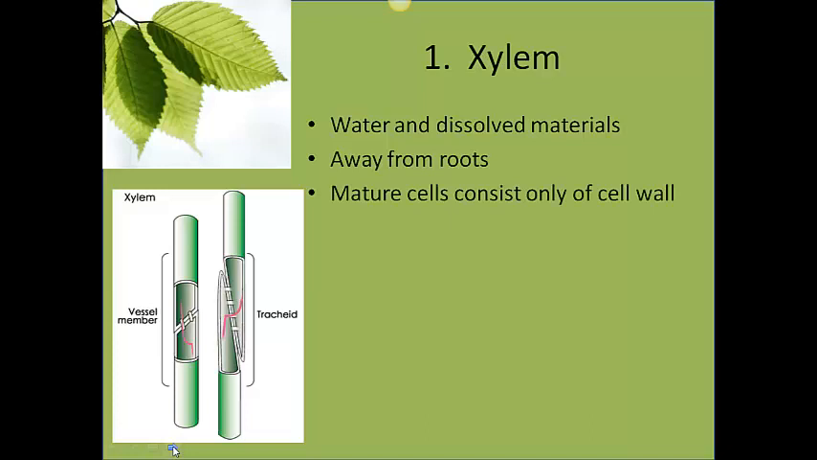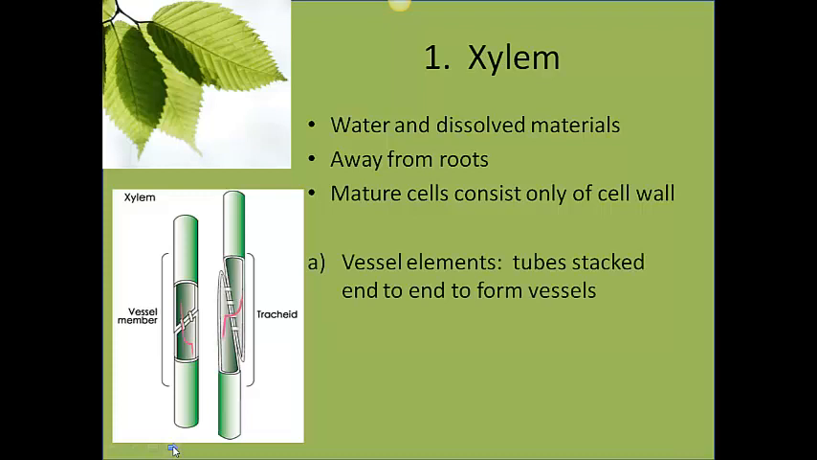The cells that make up xylem actually only have a cell wall. So they don't have any cytoplasm in them, they don't have any mitochondria, they don't have a nucleus. It's like a hollow cell, like a straw. That's only, as I said, a cell wall.